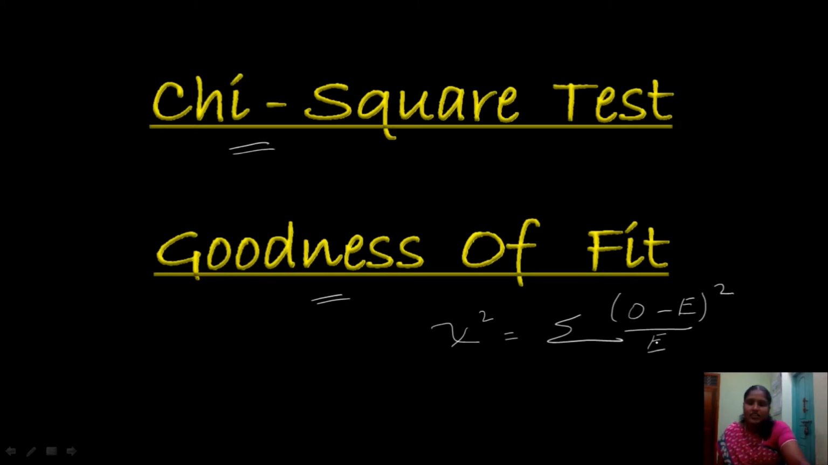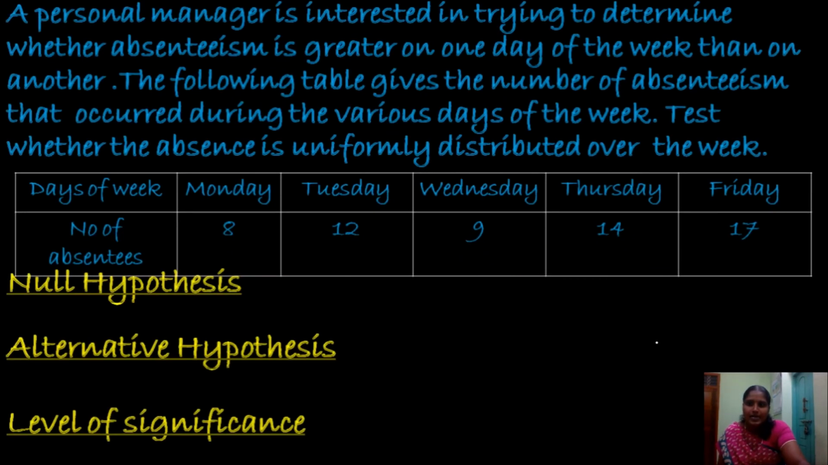With this short introduction, let me now move on to a simple example and explain the procedure involved in the chi-square test for goodness of fit. A personnel manager is interested in trying to determine whether absenteeism is greater on one day of the week than on another. The following table gives the number of absenteeism that occurred during the various days of the week. Test whether the absence is uniformly distributed over the week or not.